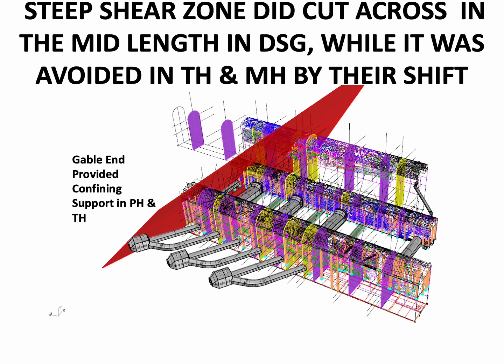So in three-dimensional view, the steep shear zone did cut across the mid length of the downstream surge gallery. This is the downstream surge gallery. It cuts it in the middle length. While it was avoided in the transformer hall, it affects only a little length of the gable end, and in the powerhouse it merely touches it.